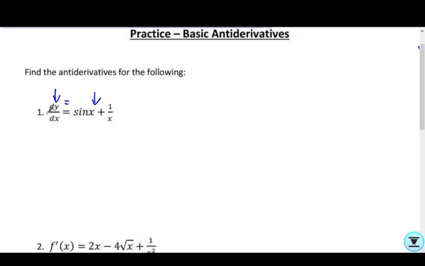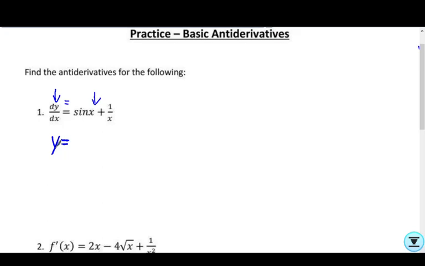So what is the derivative that gives me dy over dx? Well, the derivative of y is dy over dx. So the antiderivative of dy over dx is y. So the antiderivative is y equals.